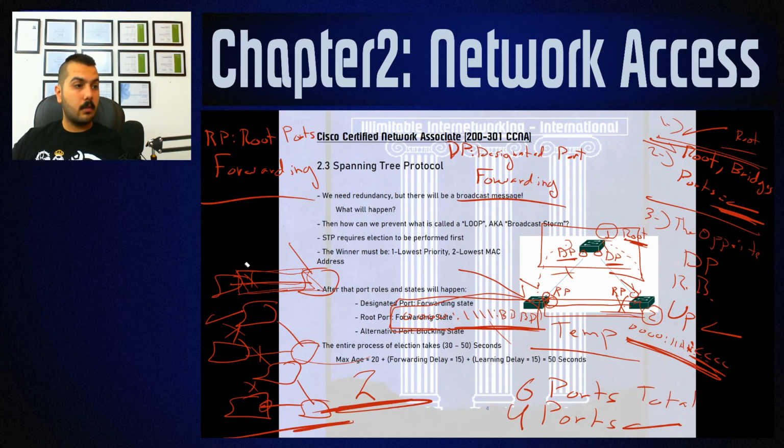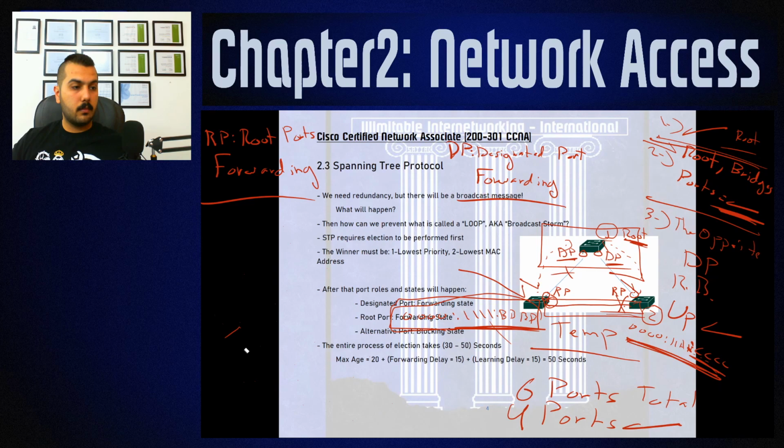Okay, so the third type of ports, I must clear all of this, or maybe let's just try to clear this. Yes, this will be good. Okay, so what will happen is that the third type of ports is called a BP, which is this one. This will become a blocked port, and this one, the lucky one, will become a designated port.